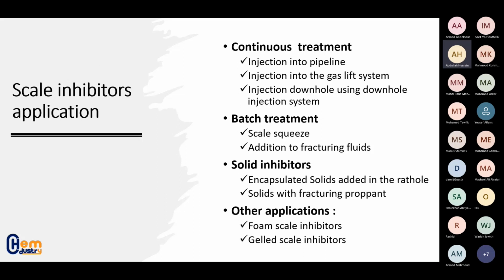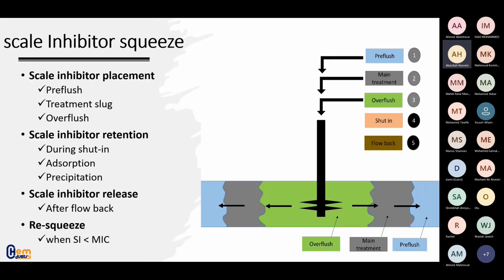For the application of the scale inhibitors, we can continuously inject them in the system, or we can batch inject them, either with the fracking fluids or by doing the scale inhibitor squeeze. This is the most common one. There's also the solid inhibitors. These are encapsulated solids we can add to the system in the rat hole, and then they will slowly release and protect your system. Or we can add them with the fracking propellant. And lastly, we have some other applications like the foam inhibitors and the gel inhibitors. These are all different applications, but the most common one is the scale inhibitor squeeze.